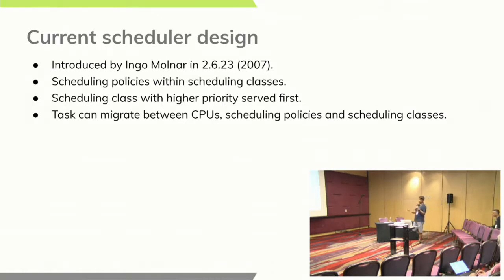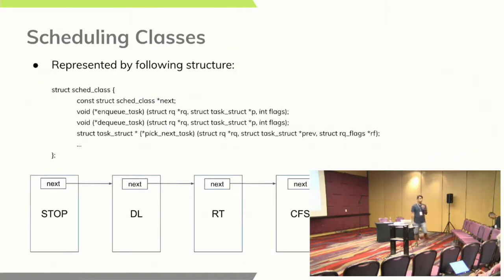Tasks can migrate between CPUs and between scheduling classes. We can also move them between scheduling domains. There are syscalls for that. You can just call them for a task, and the task will be moved between the scheduling classes and domains. These are the scheduling classes we have right now. The highest priority one is the stop scheduling class. The second one is deadline, then real time, then CFS, the completely fair scheduler, and the last one is idle.